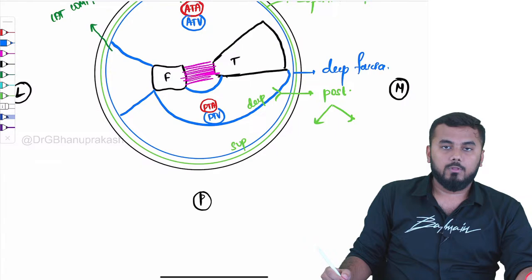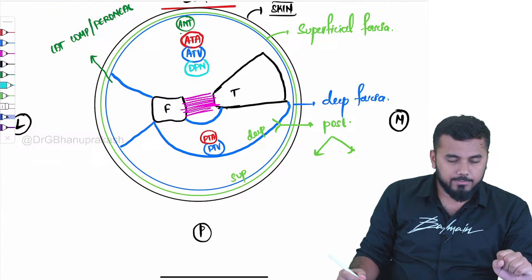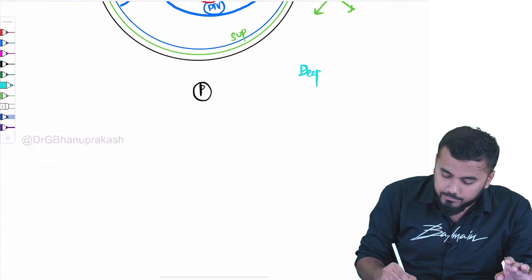In the anterior compartment, the nerve of the anterior compartment is DPN. DPN stands for deep peroneal nerve. You know, there are exceptions as well. I know it should be in the lateral, but DPN stands for deep peroneal nerve.